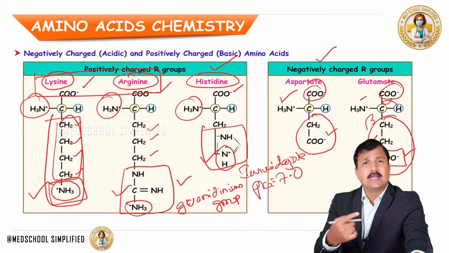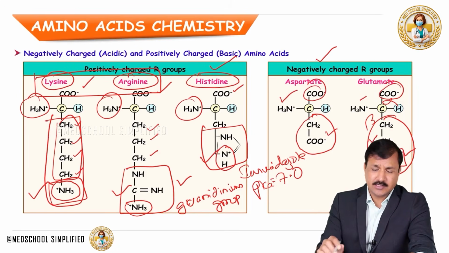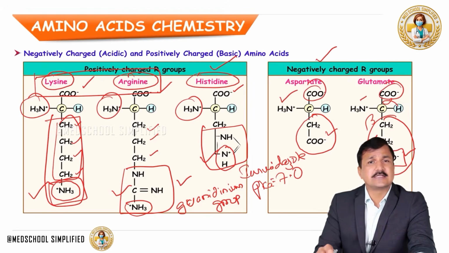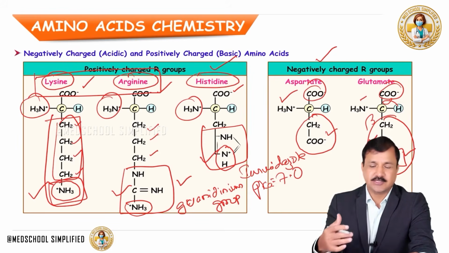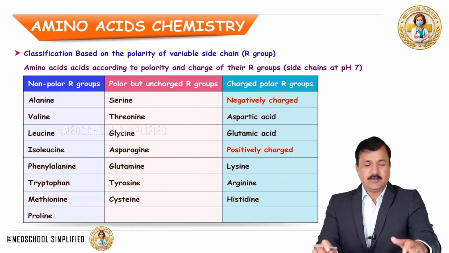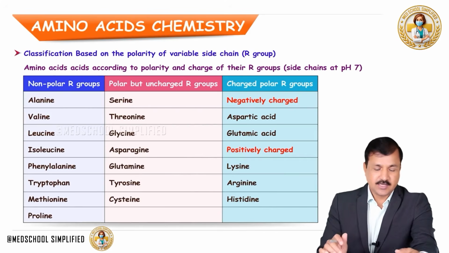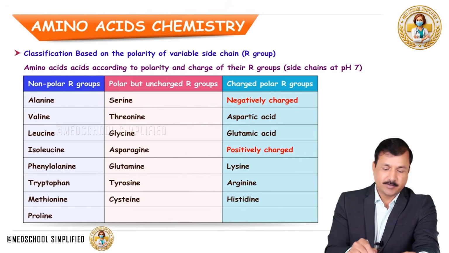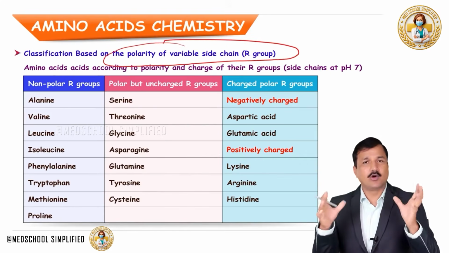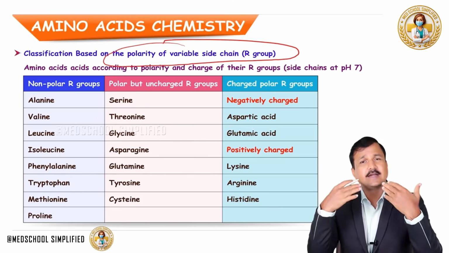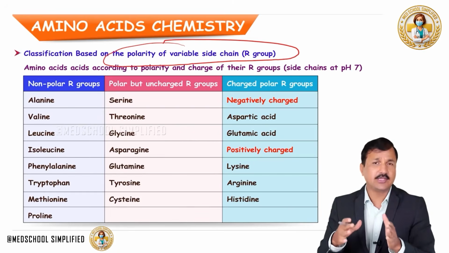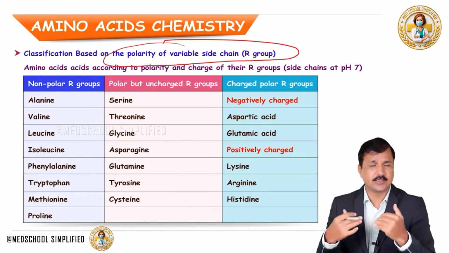So net charge is negative here. That's why these are called negatively charged amino acids, or acidic amino acids. Now let's look at classification of amino acids based on the polarity of the variable side chain as an overview. Whatever I have explained so far, I am basically reviewing and giving you the list. Okay, let's look into the list again.